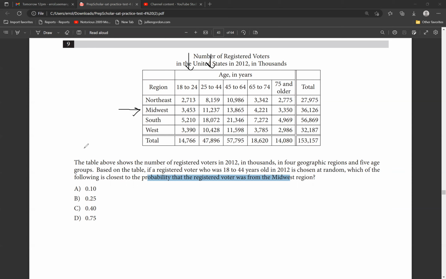Based on the table, if a registered voter who was 18 to 44 years old in 2012 is chosen at random, which of the following is the closest probability that the registered voter was from the Midwest? So we would just put the two numbers, add them together, and put that over their two totals. Those ones? Yeah. And then we take this over the sum of these two. Well, that one and the one in the 44, 24. Oh yeah, this one right here. So you add these two and divide by these two. Yeah, I think so. 34, 53 plus, what is that? That 11,000? 11,237 over 14,766 plus 47,896.